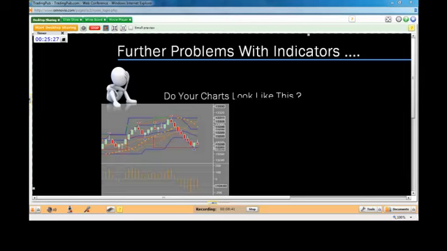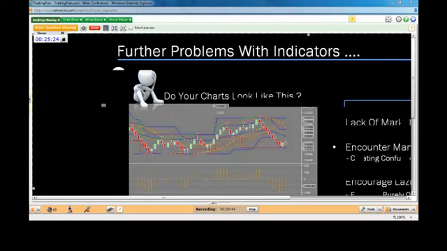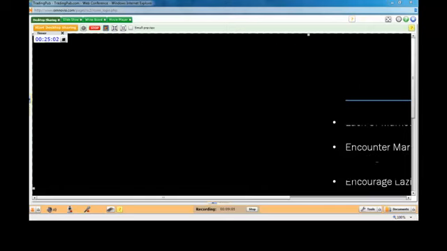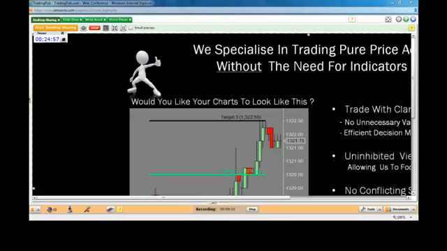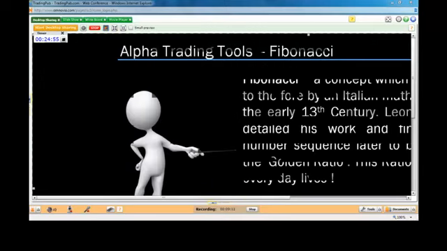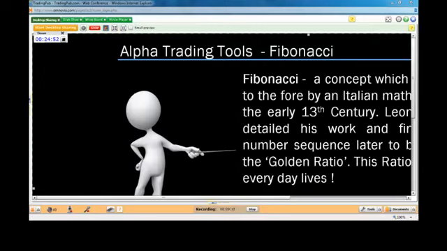So let me ask you a question. Do your charts look like this? Is the price hidden? Is the price blocked? Are you paying attention to everything else besides the price? The most significant component, the most important element on the entire chart in front of you is price, but it's incredibly well hidden behind multiple indicators. So therefore, this is all you see on charts in Alpha Wave Trader. And this is all we trade, pure price and Fibonacci.